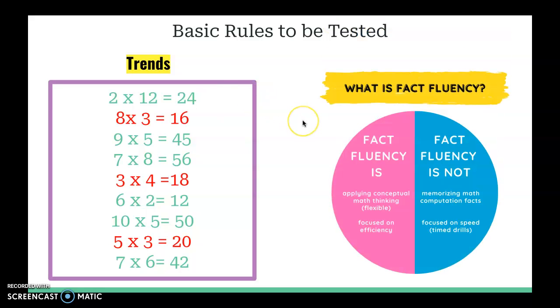And then I also think it's important to decipher what is fact fluency. So fact fluency is not something that's automatic. It's something that requires efficiency and flexible thinking. So it might look different from learner to learner, player to player. Fact fluency is not something that's determined by speed.